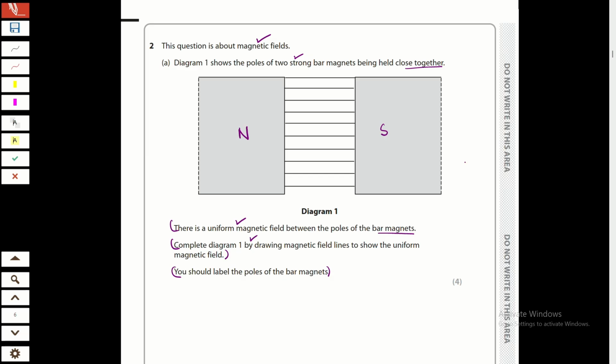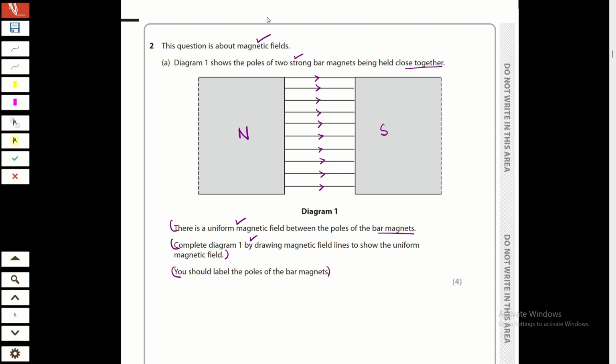Now we will have to put the direction of the magnetic field. So the direction of the magnetic field is always away from north and towards the south. Always away from north towards the south. So the direction of the magnetic field would be from the left to the right. So make sure you place arrowheads in all of the magnetic field lines.